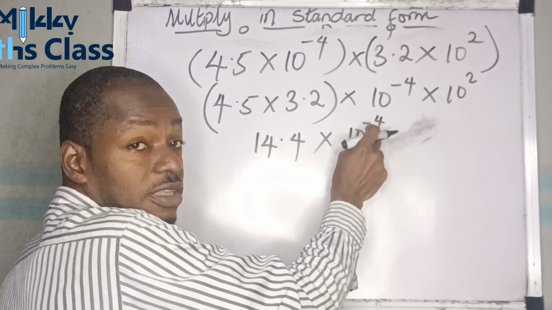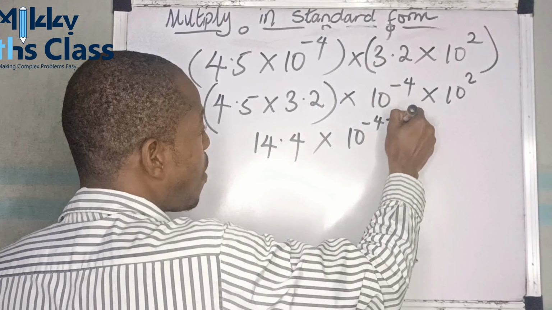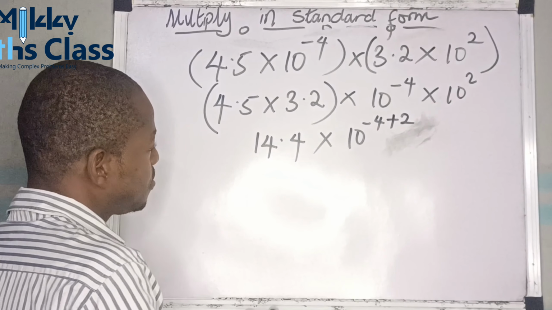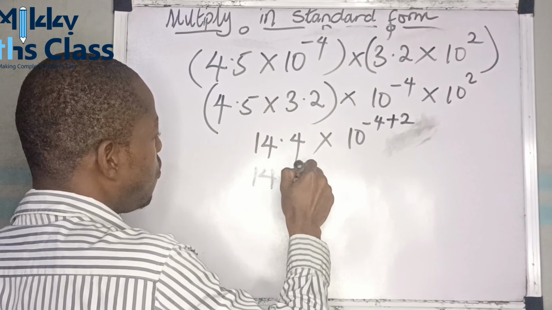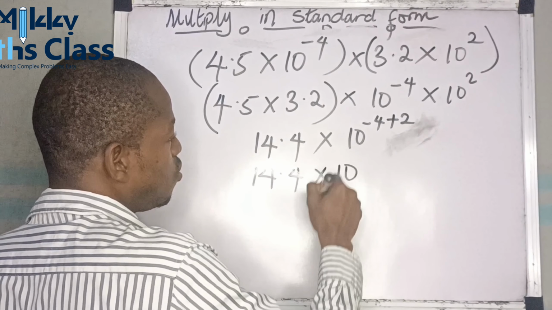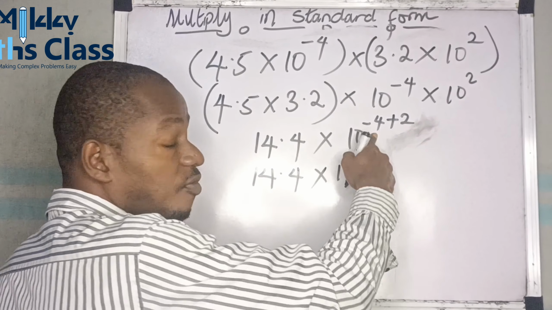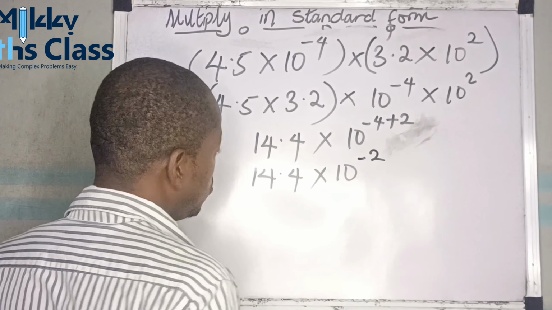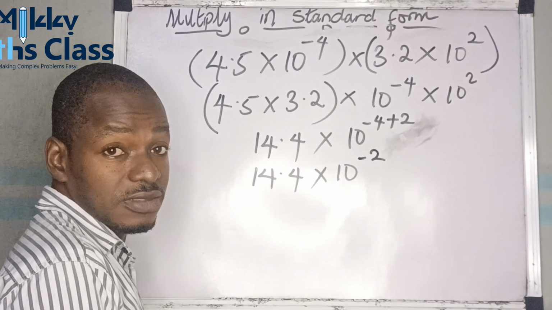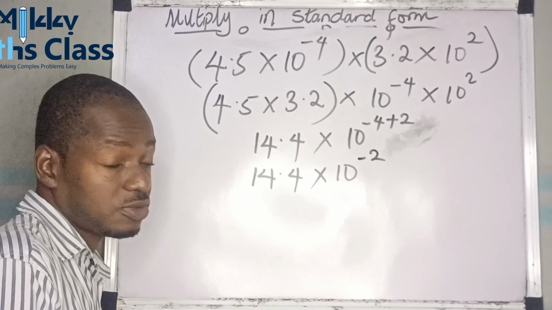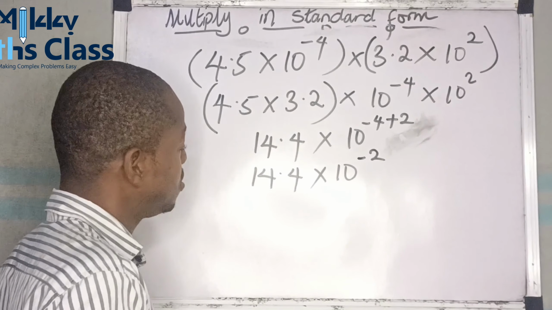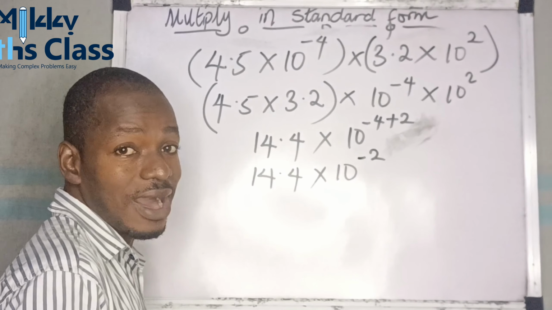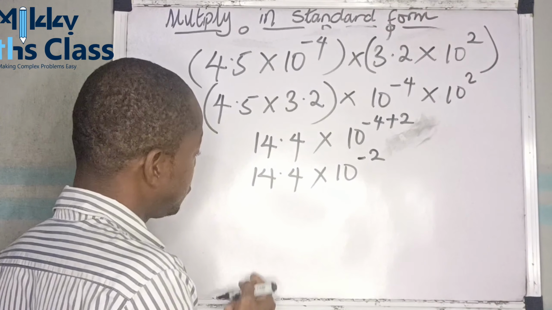That's 10 to the power of negative 4 plus 2. We add the powers. So this becomes 14.4 times 10 to the power of negative 4 plus 2, that's negative 2. But remember, we said numbers in standard form range from 1 to 10. This is more than 10. So let's put 14.4 in standard form.